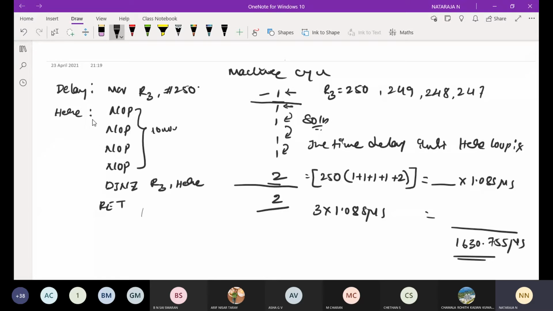You will get 1500 here. 1500, if you multiply with that 1.085 microsecond, the answer will be 1.6275 milliseconds you are going to get. Then add with 3 into 1.085 microsecond. You will be getting 1630.755 microsecond.